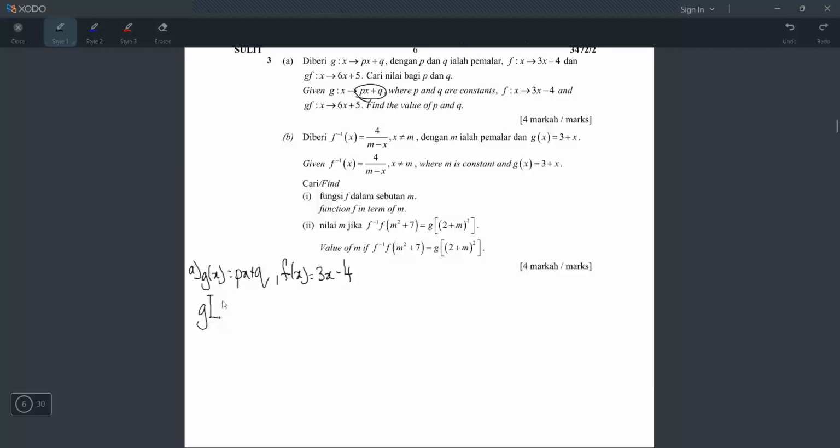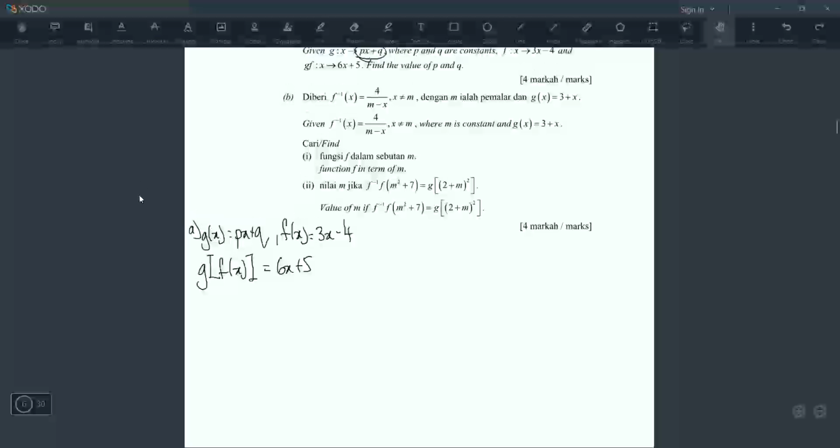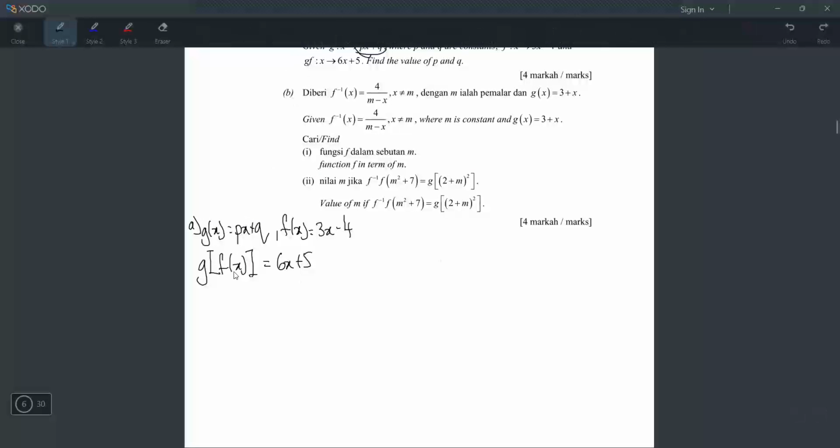So big bracket fx, and then close the big bracket equals to what? 6x plus 5. So if I am you, I will start from the composite, right? I will start from the composite. So first thing first is I will look at what's inside. So the 6x plus 5, don't touch. This one cannot do. You only do the left-hand side. So it means the 6x plus 5, you just don't need to do. So you just do this side.